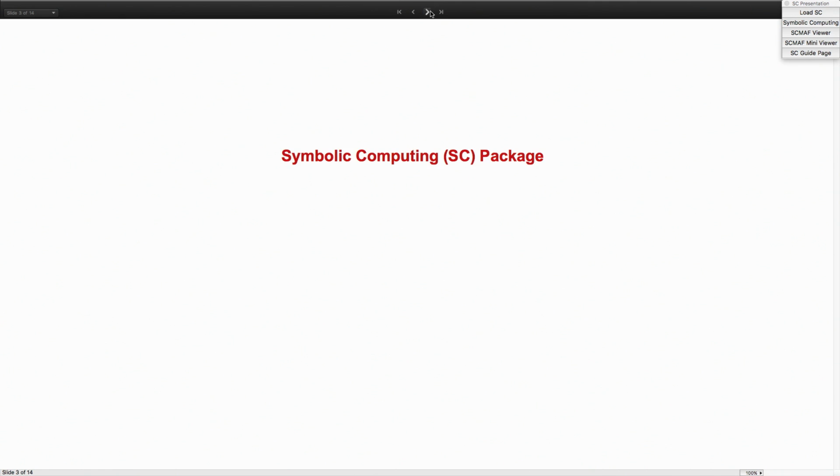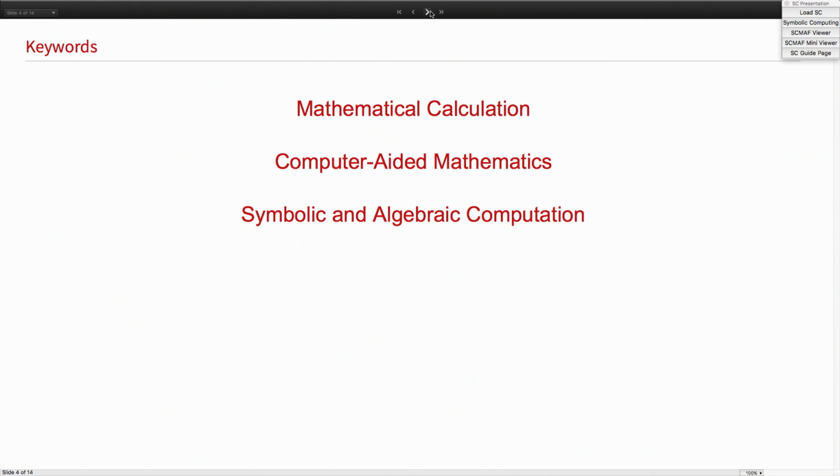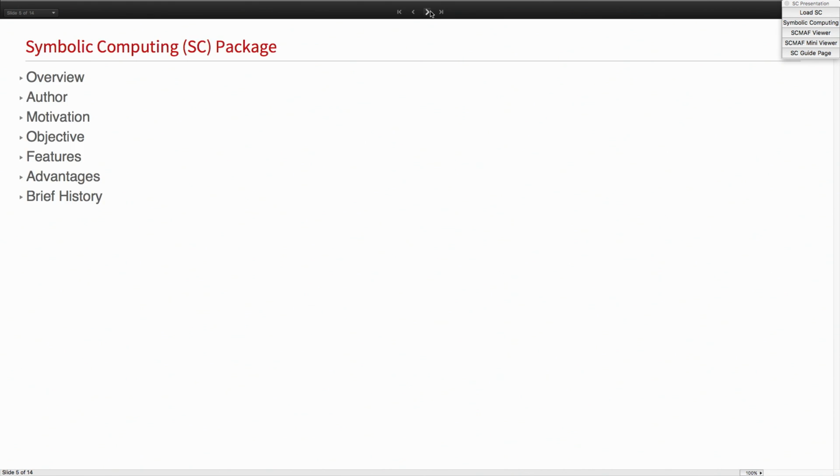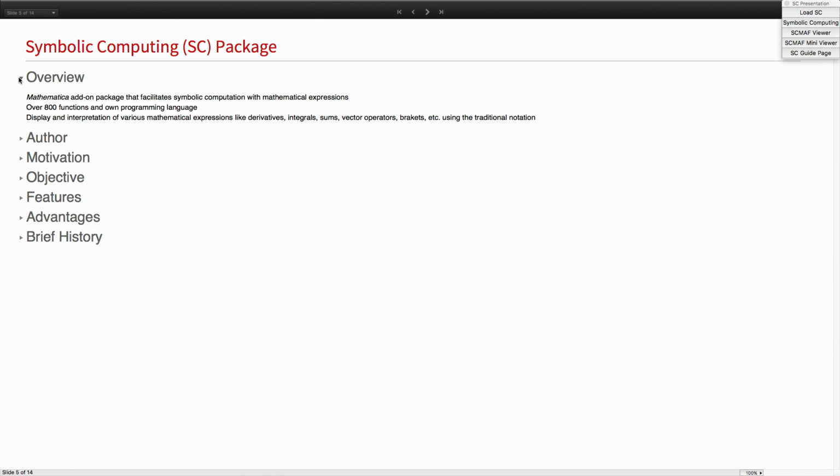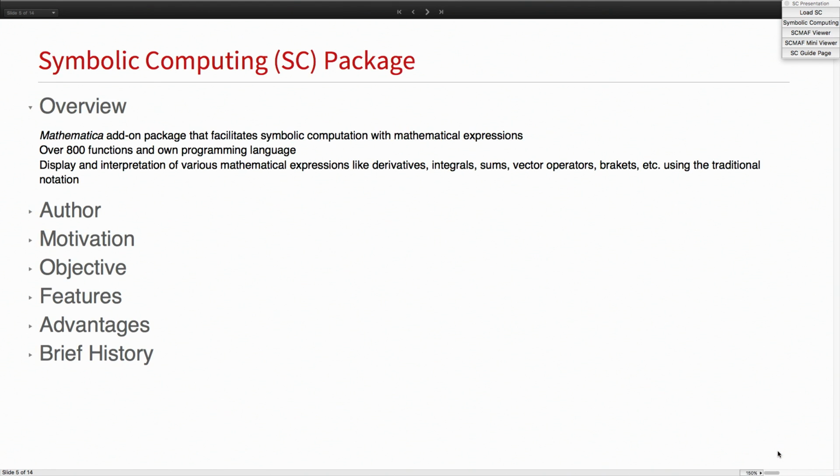Well, about the symbolic computing package. The keywords of the package are mathematical calculation, computer-aided mathematics, and symbolic and algebraic computation for handling mathematical expressions. The overview, let me make it a little bigger. This is an add-on package that facilitates symbolic computation with mathematical expressions. Not everything, but especially for mathematical expressions.